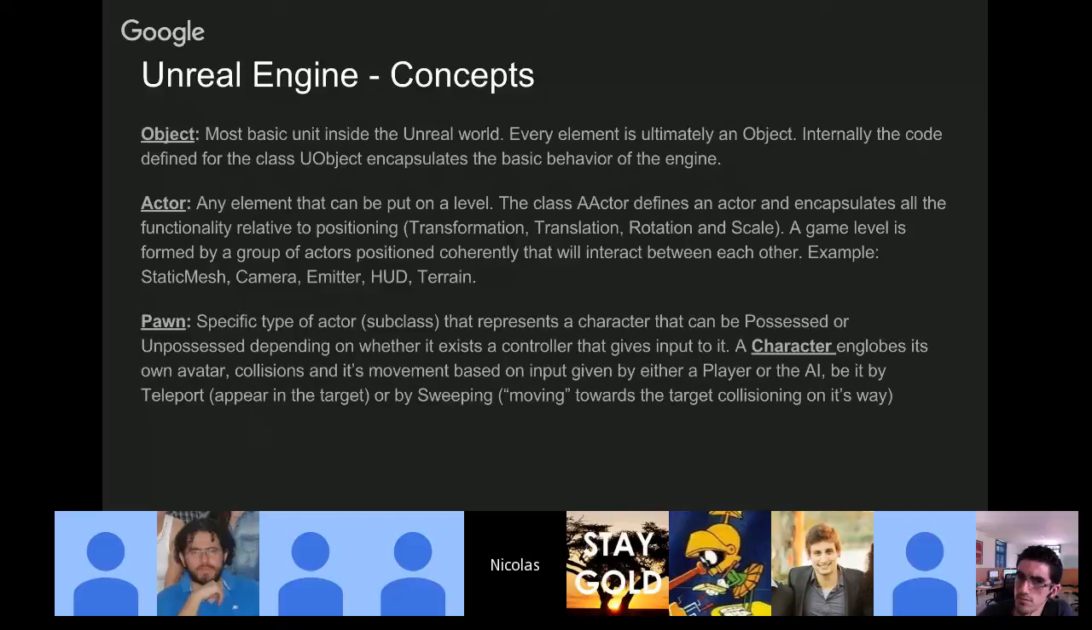The pawn is a specific type of actor. It's actually a subclass that represents a character that can be possessed or unpossessed, depending on whether there is a controller that gives input to it or not. So a character encompasses its own avatar, collisions, and its movement based on input.